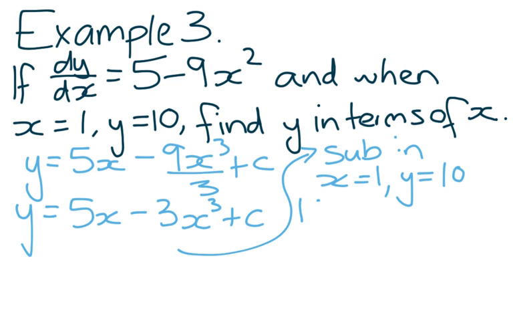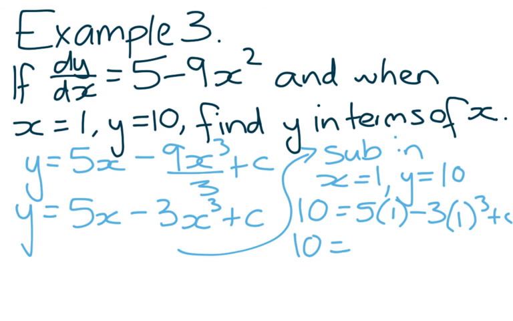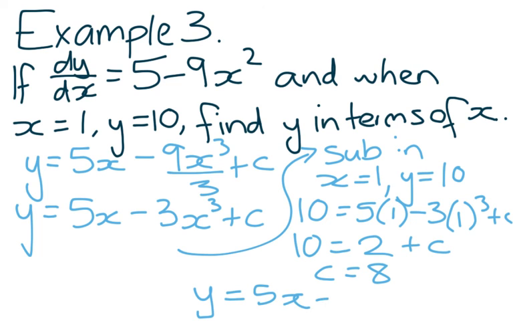So we end up with 10 equals 5 times 1 take 3 brackets 1 cubed plus c. So we have 10 equals 5 take away 3, which is 2, plus c, so then c equals 8. So our final function would be y equals 5x take 3x cubed plus 8. That is the function that we started with for this particular example.